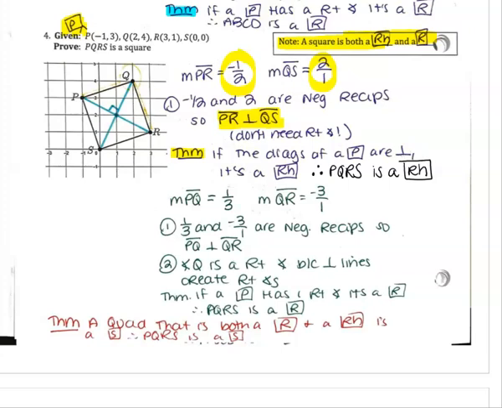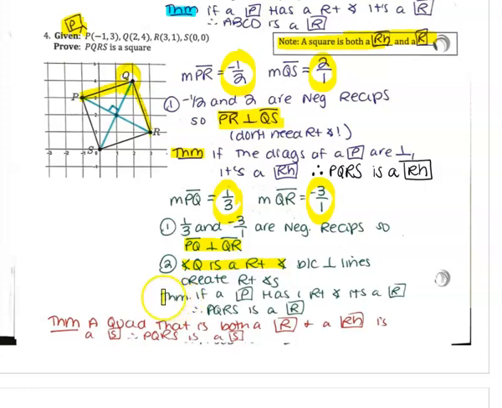So again, pick any angle you want. It looks like I picked angle Q. I looked at my slopes of PQ and QR. PQ was up 1/3. QR is down 3/1. So now I'm going to say, all right, well, I know those are negative reciprocals, so therefore I have perpendicular segments. Therefore, angle Q is a right angle because perpendicular lines form right angles.